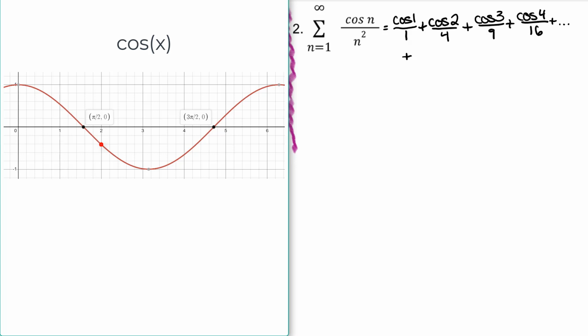Cosine of 2 over 4 is a negative value. Cosine of 3 over 9 is also negative. Cosine of 4 over 16, also negative. And the next term after that is going to be positive. So as you can see, this series is not alternating, but is also not fully positive.